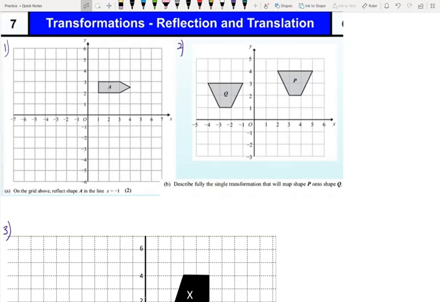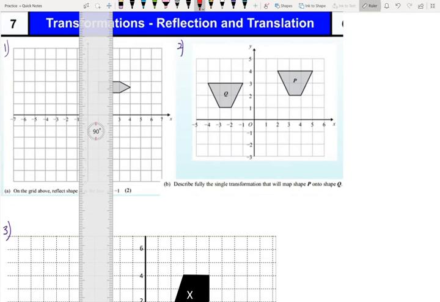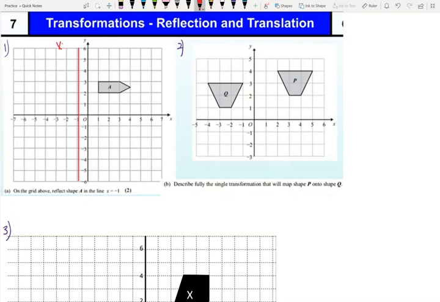Reflection and translation. In number 1, the question is asking: on the grid above, reflect shape A in the line x equals -1. So first you have to draw the line x equals -1, which is the line parallel to the y-axis and intersecting the x-axis at -1. So this is x equals -1. Then you have to reflect A with respect to this line. So this line is the mirror that you're going to reflect shape A with respect to.